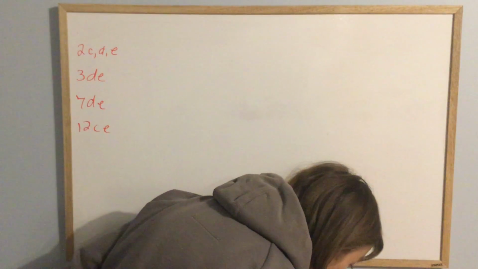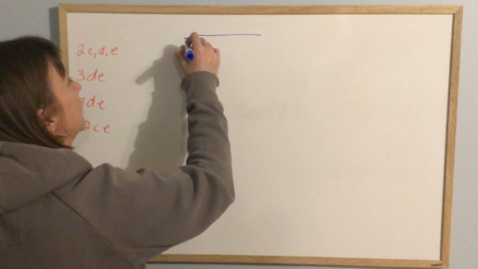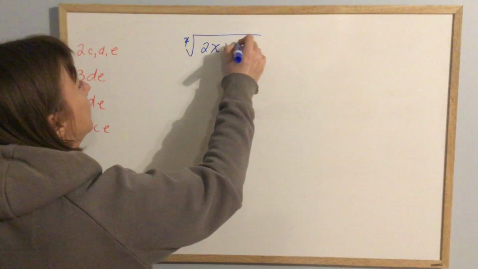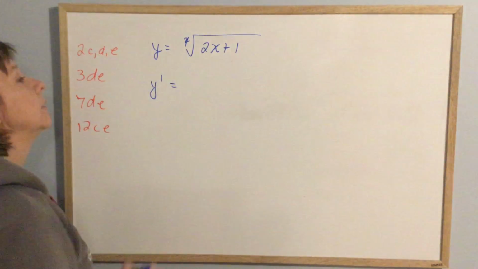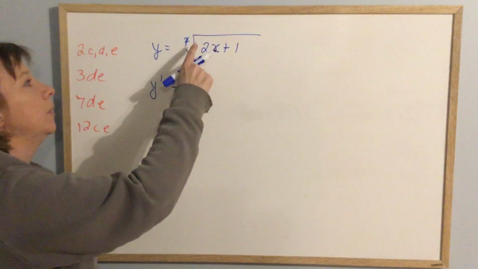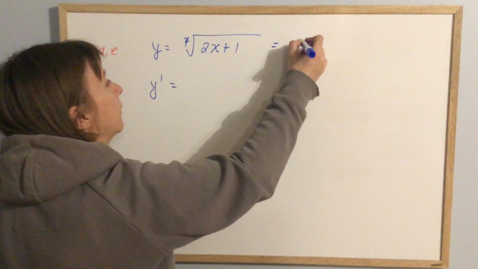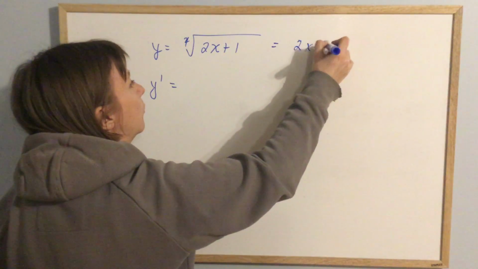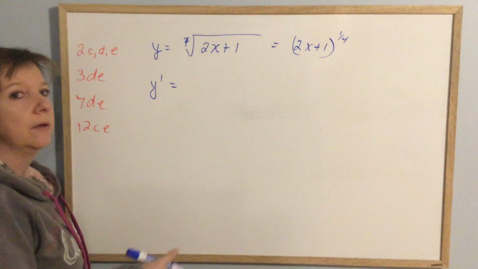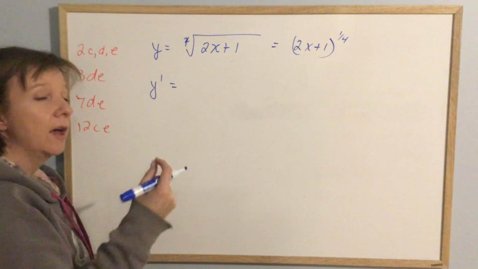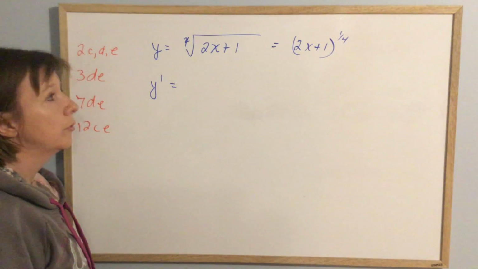2D says the fourth root of 2x plus 1. So the fourth root of 2x plus 1. So again, just y equals. So the derivative. First off, that would be 2x plus 1 to the 1/4. All right? If it's a square root, it's to the 1/2. If it's a fourth root, it's to the 1/4.